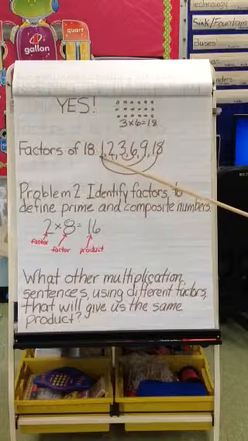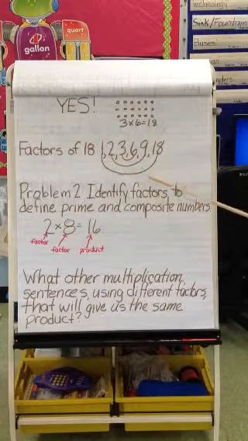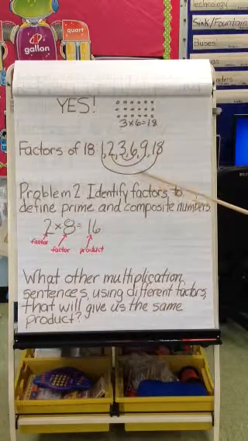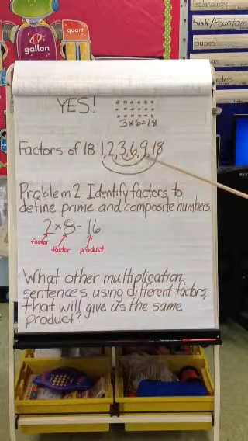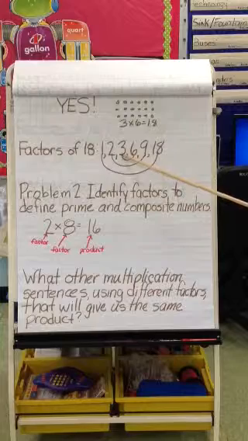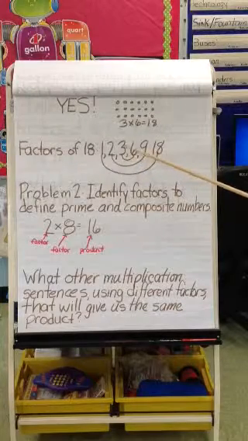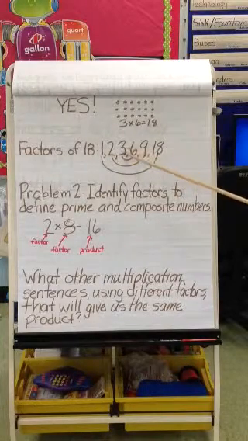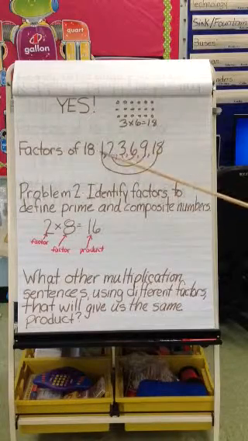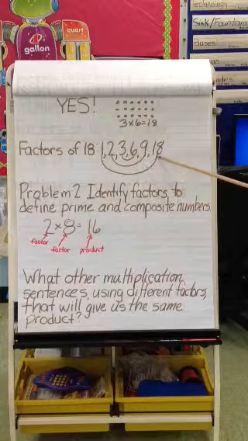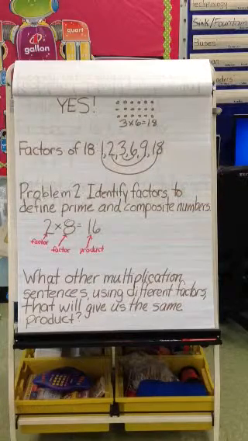All of the factors of 18 are listed here. 1 times 18 is 18. 2 times 9 is 18. 3 times 6 is 18. Notice how I have listed them in order, and I drew a little curved arrow line to match them up to make sure I had them all.